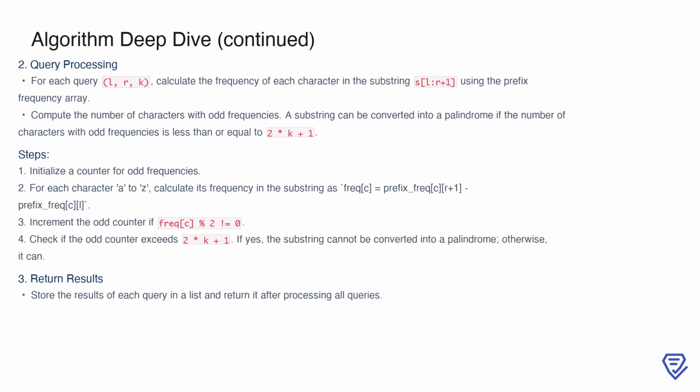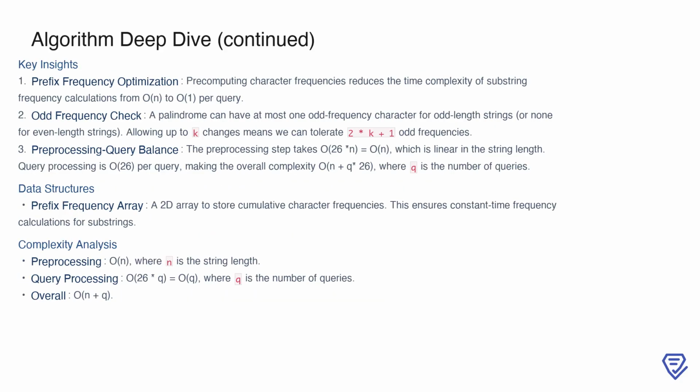There are a few key insights that make this approach efficient. First, the prefix frequency array optimizes substring frequency calculations, reducing the time complexity from O(n) to O(1) for each query. This is crucial for handling multiple queries efficiently.